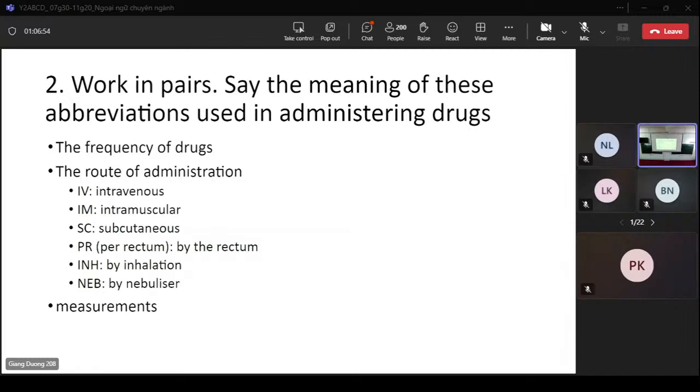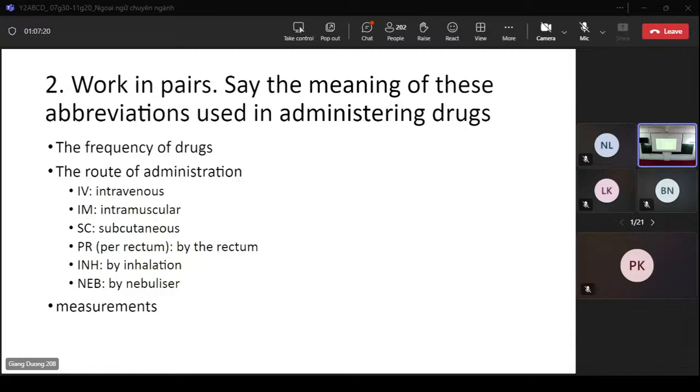You can group the abbreviations into frequency, route, measurement. Measurement is quite easy. Okay. Intravenous, intramuscular. SC, subcutaneous. Cutaneous means skin. Cutaneous is the word root, means skin. Cutaneous có nghĩa là da. Subcutaneous là tiêm dưới da.